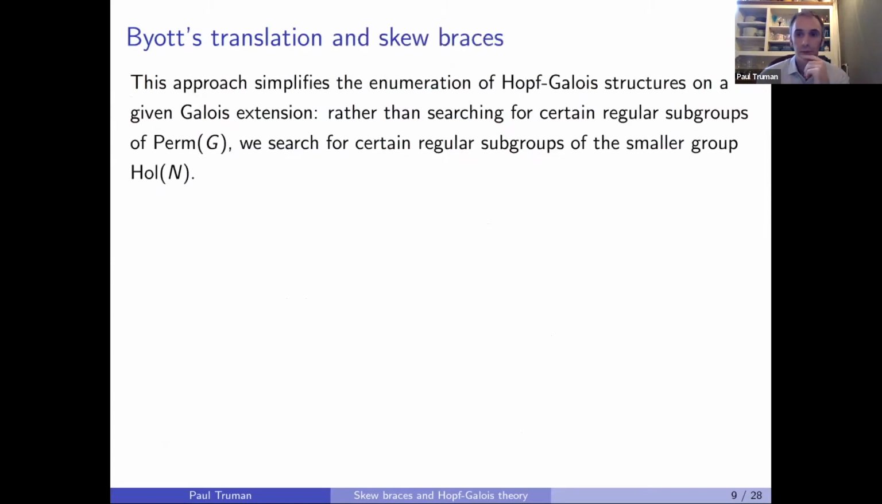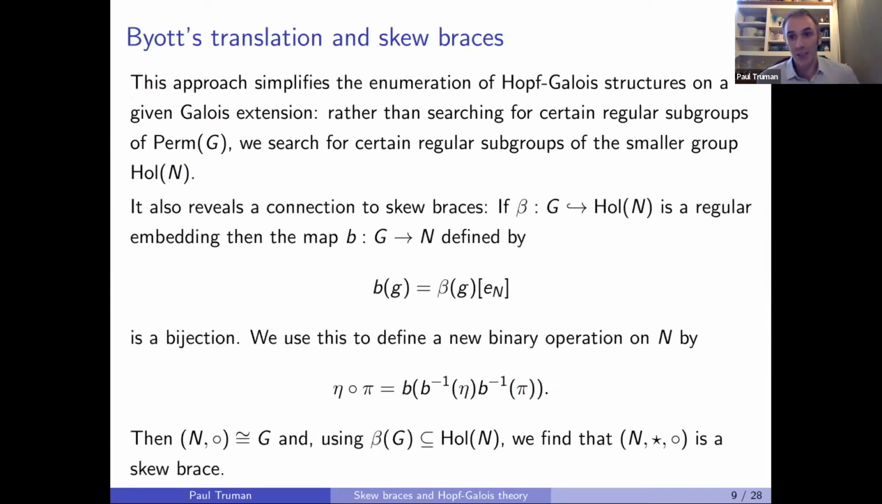So, as I say, for years this was used as a way to simplify the enumeration of Hopf-Galois structures on a given Galois extension, because it gives you a much smaller group to search through. But, relevant to this conference, it reveals the connection with skew braces.